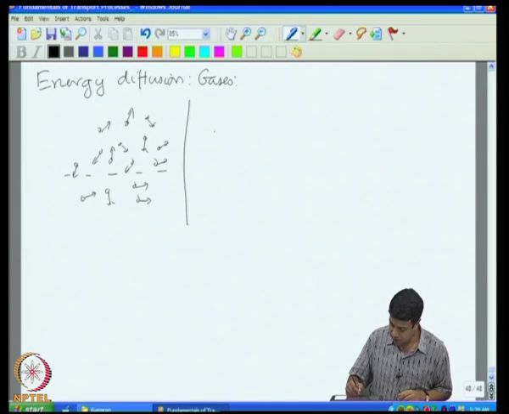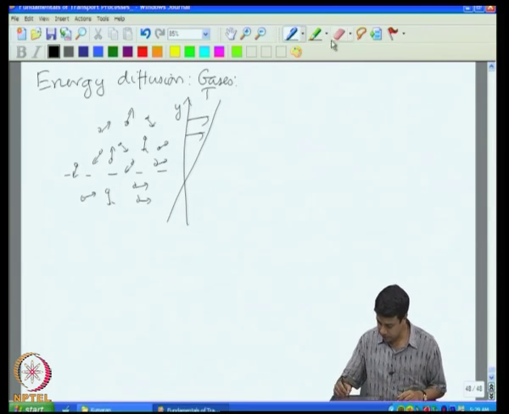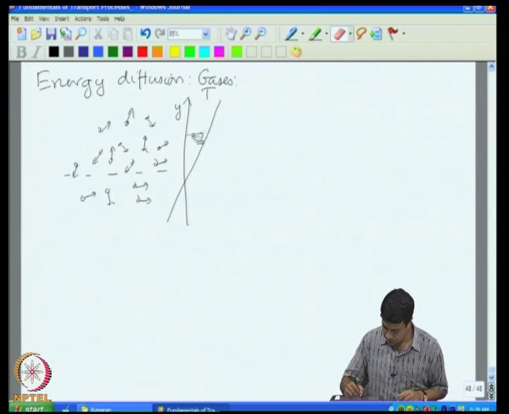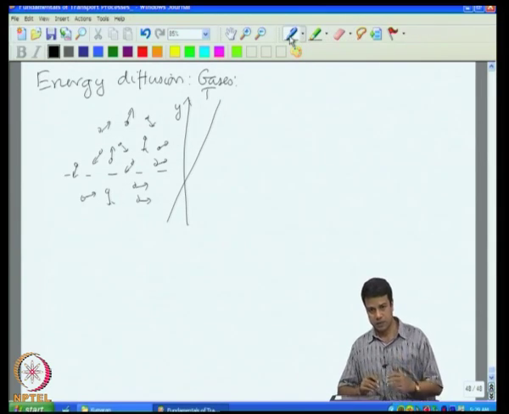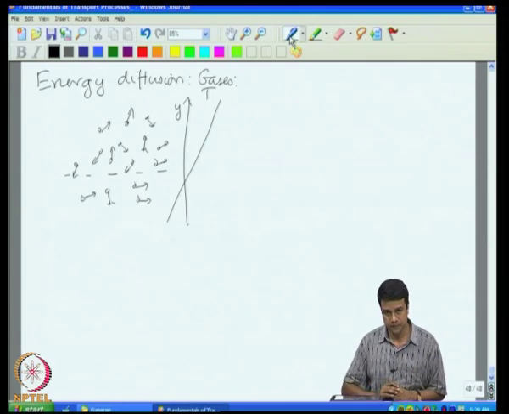And there was a temperature gradient across as a function of this coordinate y. Okay, there's a gradient in the temperature. Temperature is higher above and lower below. That is going to result in a transport of energy. The mechanism is very simple.